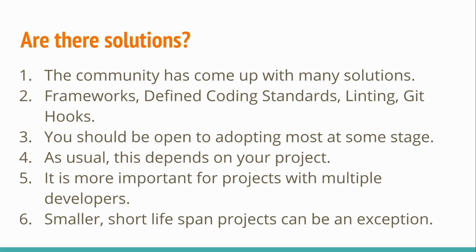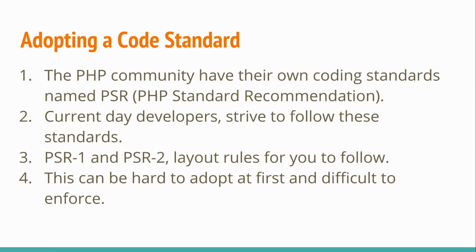So are there any solutions out there? Yes, the community has come up with many solutions. We have frameworks, defined coding standards, linting tools, and Git hooks. So you should be open to adopting most of these at some stage in your career. As usual, this depends on your project though. It is more important for projects with multiple developers to have these coding standards, linting tools, and Git hooks running. But when it comes to smaller, short lifespan projects with maybe only one developer, maybe an exception can be made.